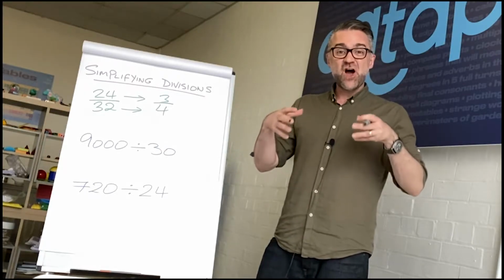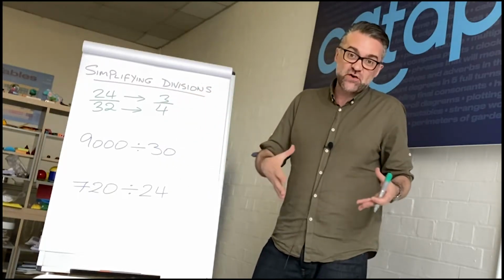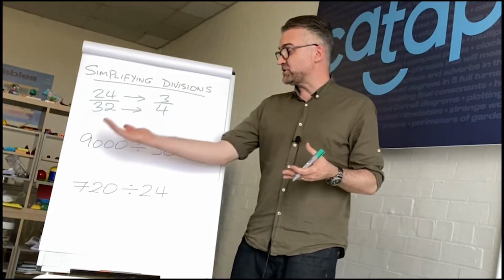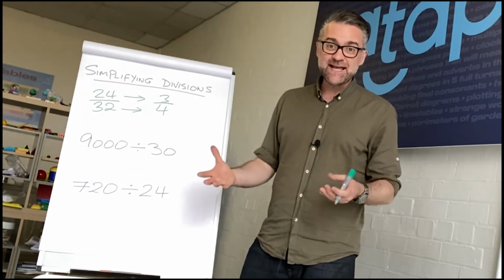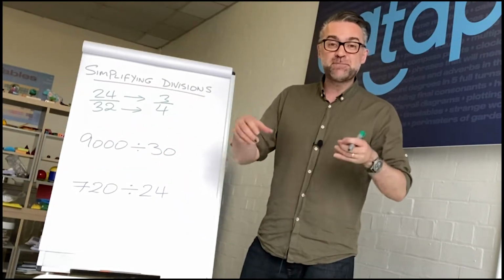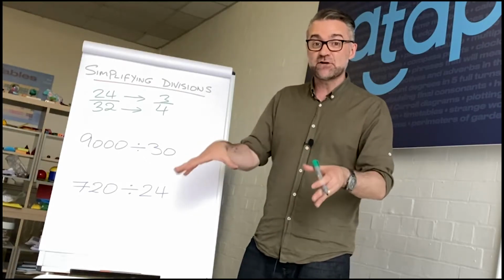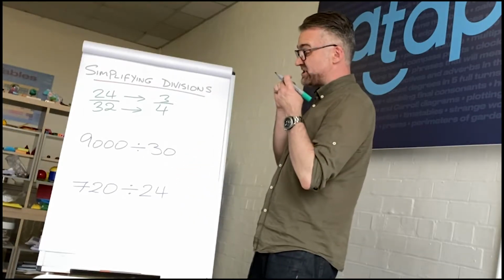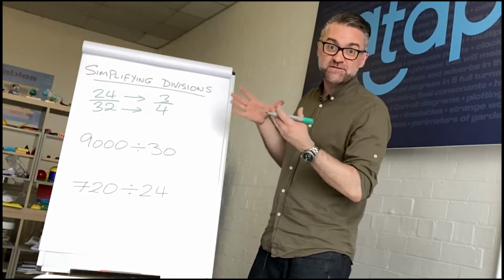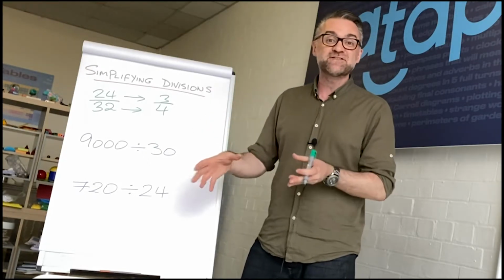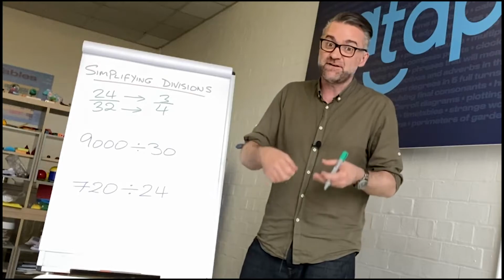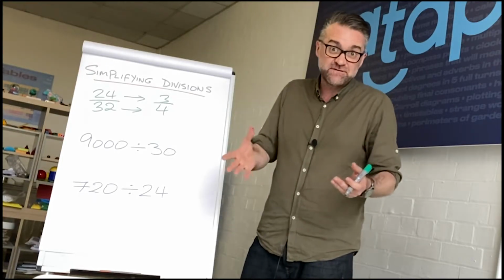But divisions are the same thing. After all, fractions are a form of division. So what we can do with 9,000 divided by 30 is divide both numbers by the same amount so that they become easier numbers. And whenever your child gets a question where both numbers end with a certain number of zeros, you can remove the same number of zeros from both numbers, because that would be dividing by 10 or dividing by 100 or even dividing by 1,000.